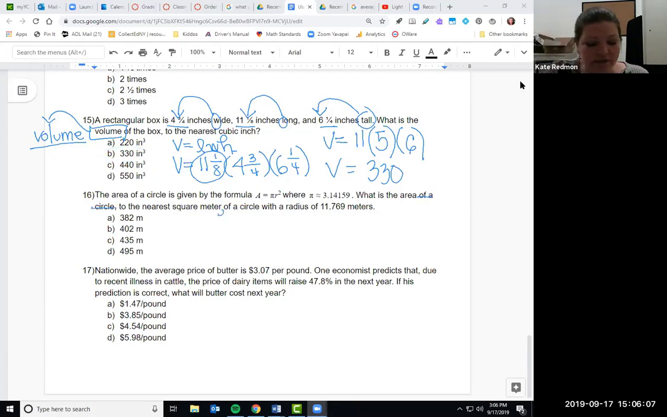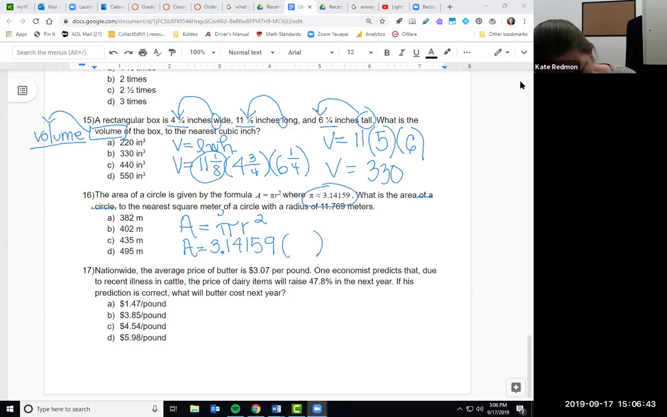Let's try it now. What is the area to the nearest square meter of a circle with a radius of 11.769 meters? Okay, so once again, I have a formula. A is equal to pi r squared. And if you have no experience with formulas, I highly suggest you check out the Utilizing Formulas video that I do that introduces you to this topic. But I always write my formula first, and then I go to substitute in. So pi, we said, is approximately this, so I'm just going to write that in for now. And my radius is 11.769, and I'm supposed to be squaring it.